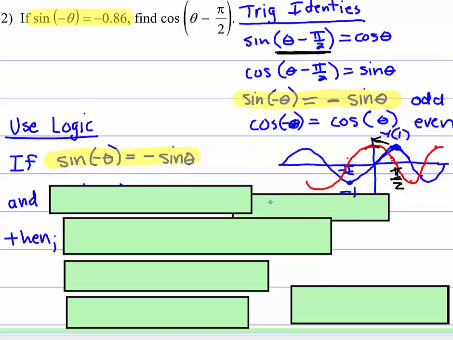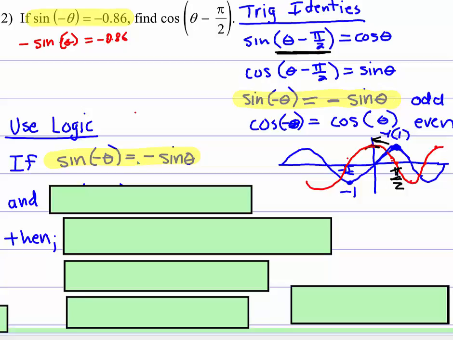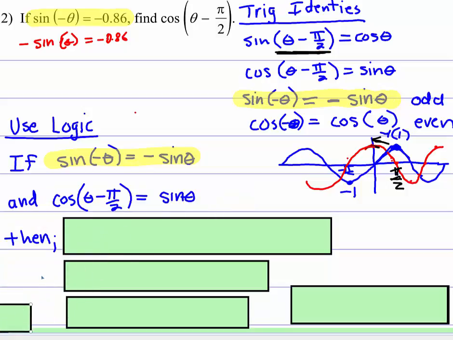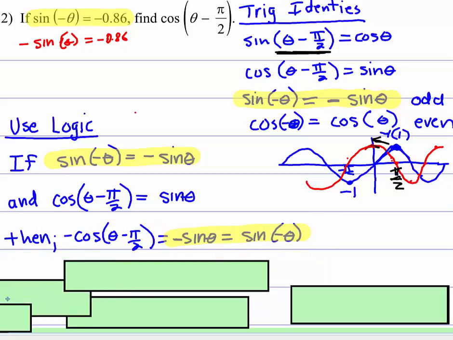Now we're just going to use logic. If this identity is true, and we know that it is, sine of the negative theta is equal to negative sine theta. So look at this right here. We now know that negative sine of positive theta is equal to negative 0.86, because that identity tells us that it's true. And if we know that cosine shifted is equal to sine, all we have to do is multiply both sides by -1, and we get the negative of cosine shifted is going to equal negative sine theta.